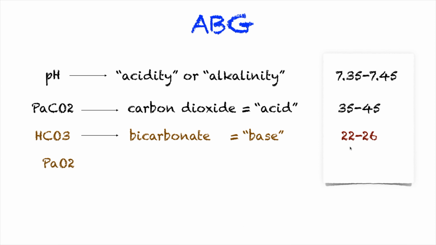Lastly is your PaO2 or oxygen. This is also being regulated by our lungs, and our normal value for this is 80 to 100. Now, although this is important for us to check when reading our patient's ABG, we don't really need the number when it comes to interpreting whether your patient is having respiratory or metabolic, acidosis or alkalosis. This simply will tell us whether your patient is having hypoxemia or not.